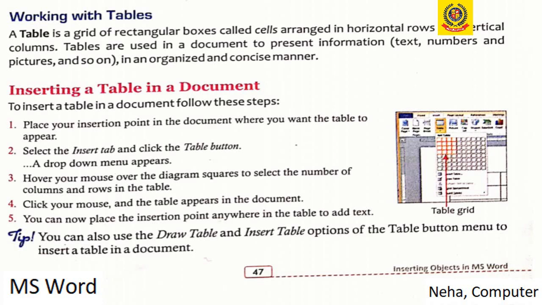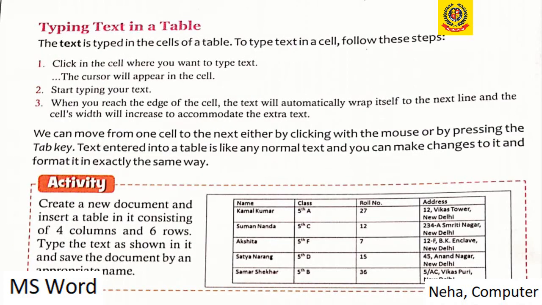Now we'll see how to insert a table in Microsoft Word. Before that, let's see how to type text in a table. The text is typed in the cell of a table. Now in the table, those small rectangular boxes, that means the crossing of rows and columns, are called cells. So there we can type the text. We just have to click the mouse on it and we can start entering the text in it.